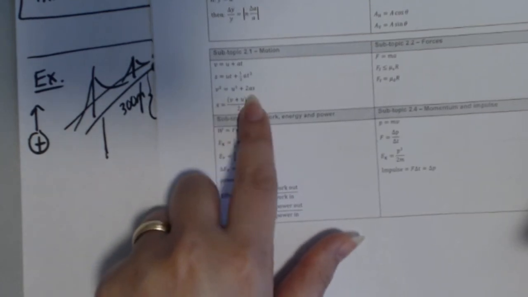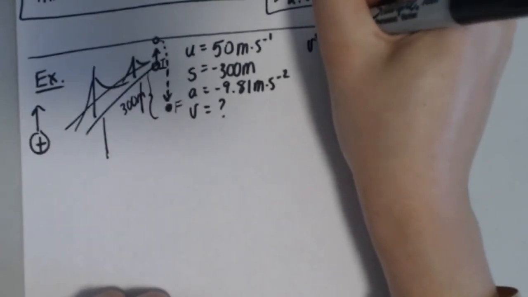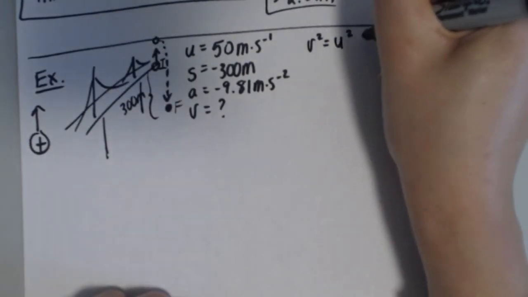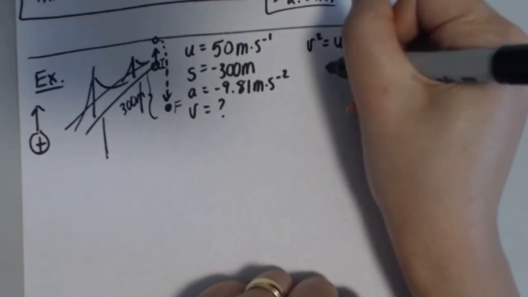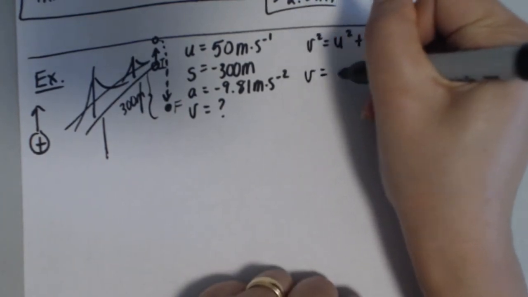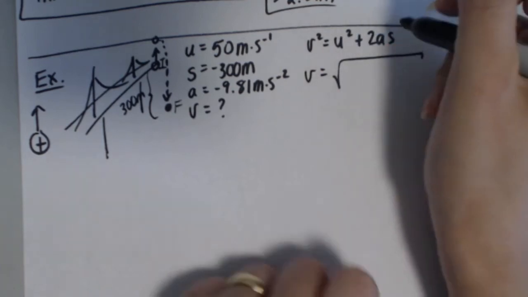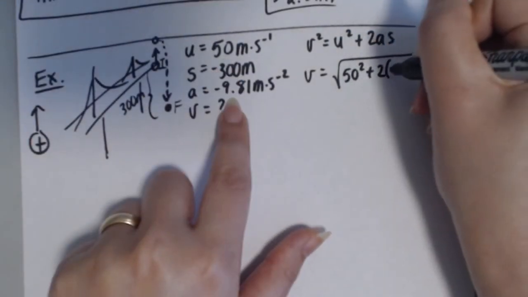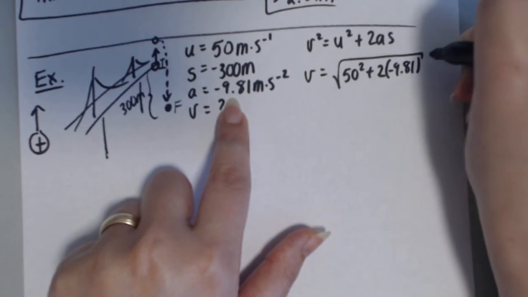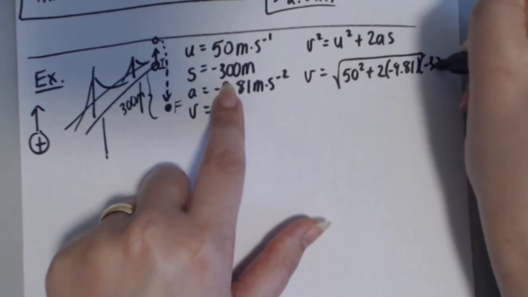Third equation looks right. Okay, so here we go. V squared equals U squared plus 2AS. Nothing is 0 here. So V is equal to the square root of U squared, so that's 50 squared plus 2A, minus 9.81, times S, minus 300.